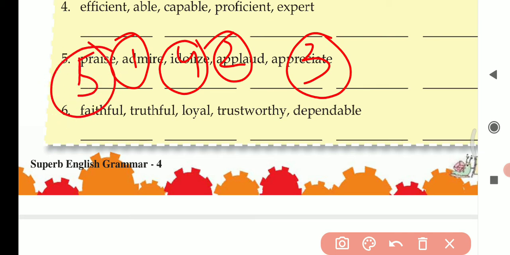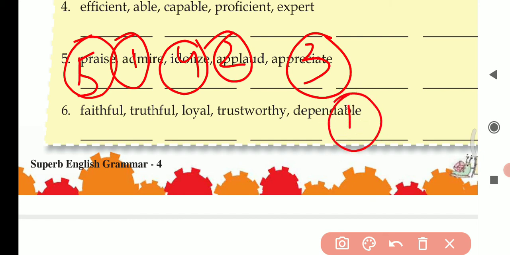Next, sixth, faithful, truthful, loyal, trustworthy, dependable. So what will come first? D will come first. This will be 1. Then after D, E is not there, F is there. F, G, H, I, J, K, L. L is there. L will come third. L, M, N, O, P, Q, R, S, T.